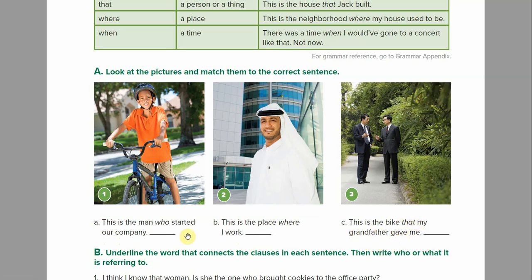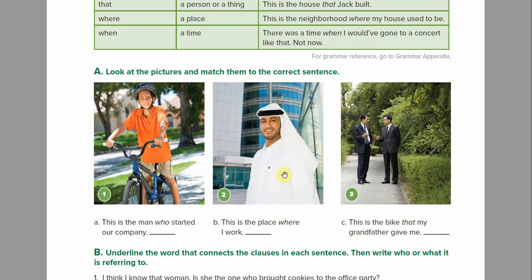All right. So this one, number one, is pretty easy. This is the bike. Which bike? The bike that my grandfather gave me. It's the only one with the bike. So number one is C. All right, that one's easy.